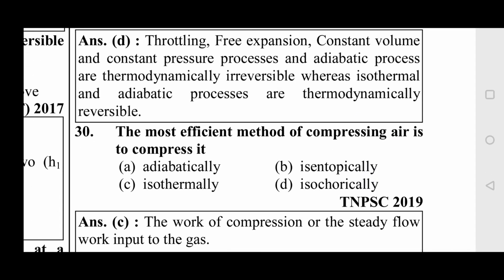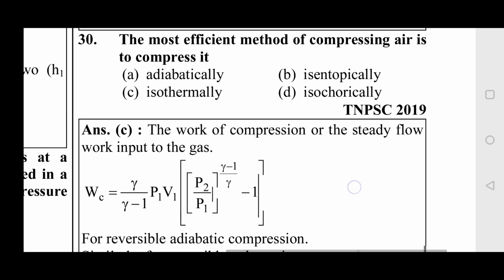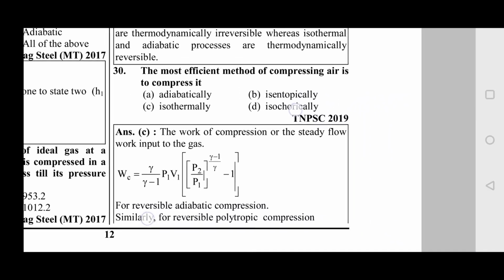Next, the most efficient method of compressing air is to compress it isothermally, because the temperature is constant, so we can get good compressed air. The steady flow work input for a gas is gamma by gamma minus 1 P1 V1 into P2 by P1 whole power gamma minus 1 by gamma, entire minus 1. This is for reversible adiabatic compression, and it is similar for reversible polytropic compression.